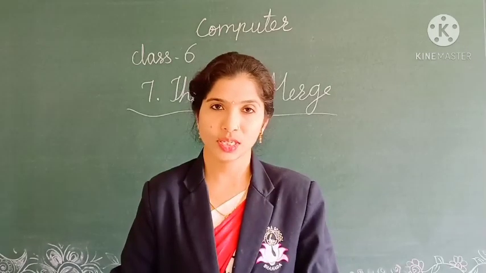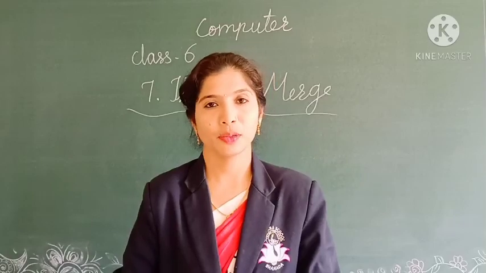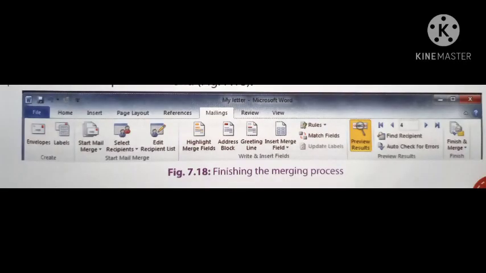Now we are going to see finishing the merging process. By merging the data document with the data source, you can create a printed result, a saved document, or an email document. You can complete your mail merge by clicking on the Finish and Merge option from the Finish group of the Mailings tab and selecting one of the options from the drop-down menu.